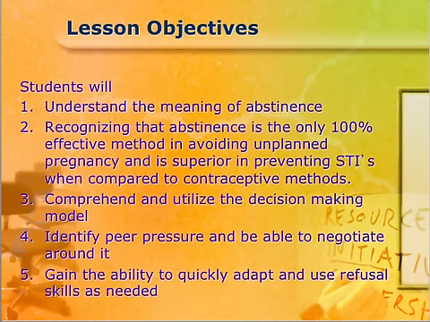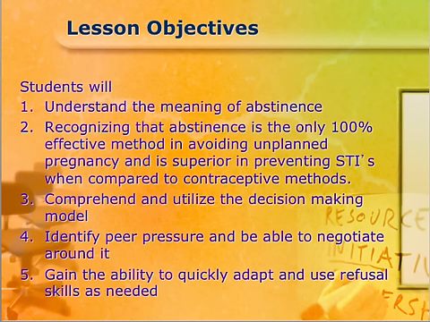The objectives for this lesson are: number 1, students will understand the meaning of abstinence. Number 2, students will recognize that abstinence is the only 100% effective method in avoiding unplanned pregnancy and is far superior in preventing STIs when compared to contraceptive methods.